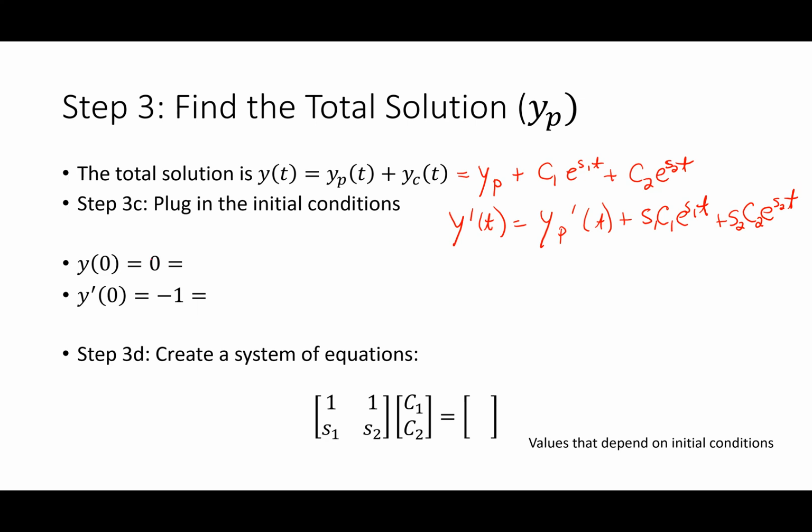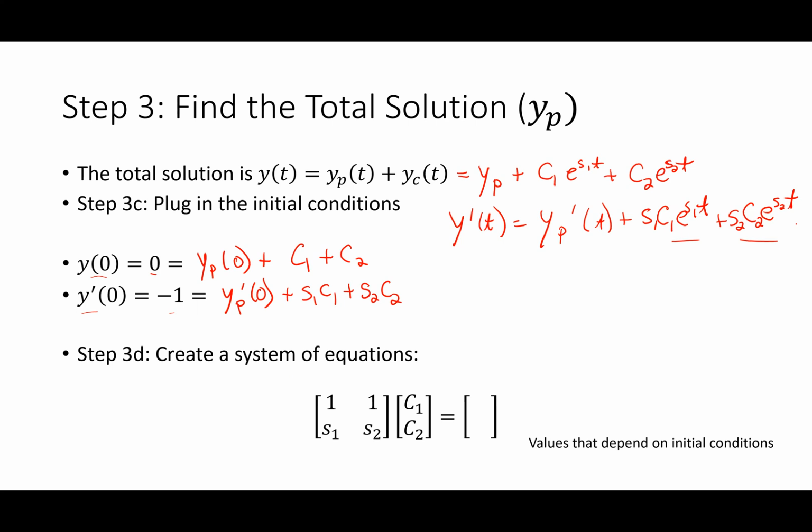if I looked at y of 0, in this case I was given these two conditions: y of 0 is 0 and y prime of 0 is -1. Forget that I have values for those. If I just plugged in y of 0, I would get whatever yp of 0 is, plus, e to the 0 is always 1, so this becomes c1 plus c2. And for the derivative, it's equal to whatever the initial value of the derivative of the particular solution is at 0, plus s1 c1 plus s2 c2. I just plugged in t equal to 0 into these two relationships.